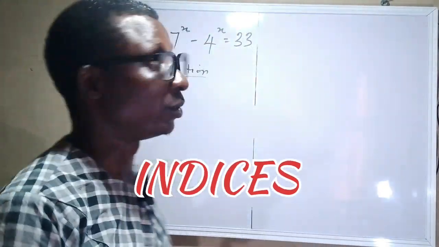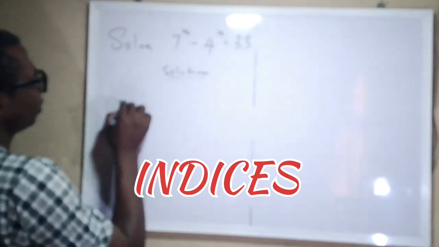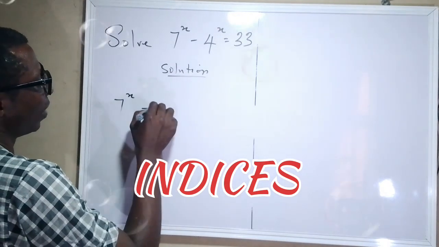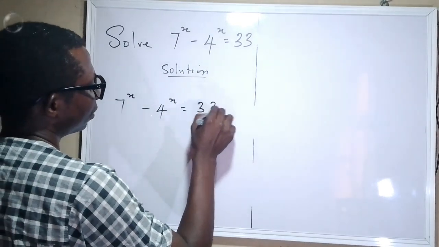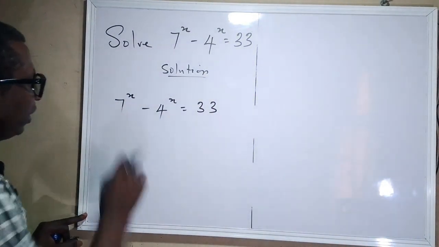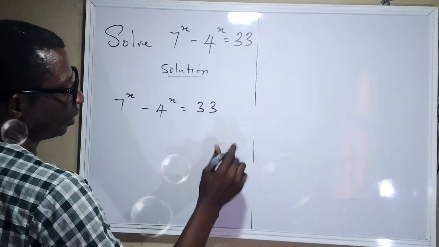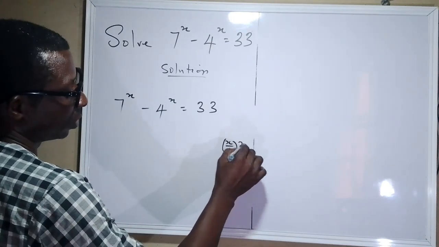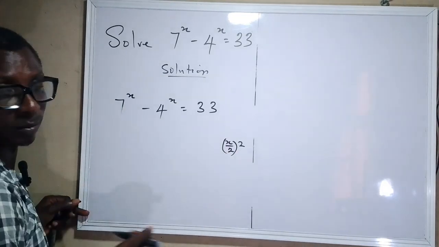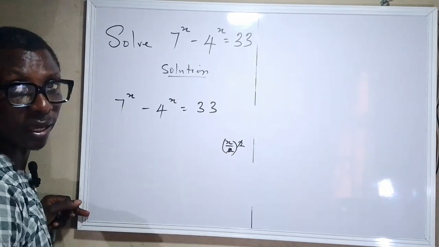Now let's solve this problem together. 7 raised to the power of x minus 4 raised to the power of x equals 33. Now this x, I'm going to translate it to x over 2 times 2. This is the same thing as x because 2 cancels 2 and is still going to give me x.